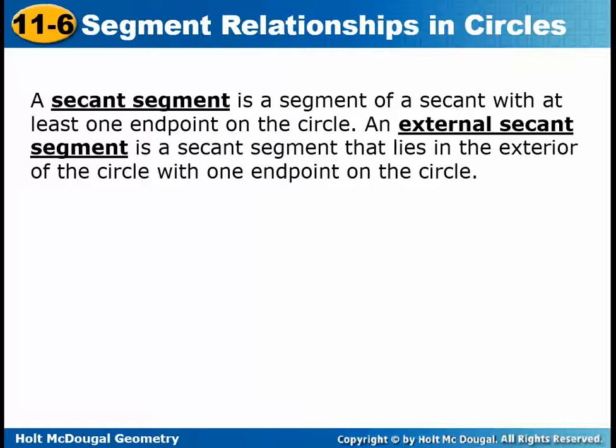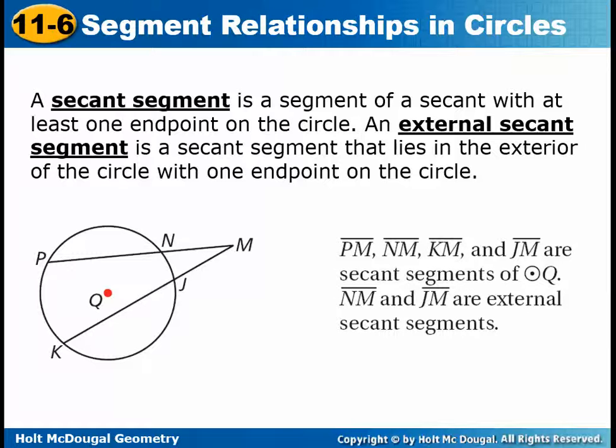Little bit of vocabulary here. A secant segment is a segment of a secant with at least one endpoint on the circle. An external secant segment is a secant segment that lies in the exterior of the circle with one endpoint on the circle. So let's look at this. We have two secant segments here, PN and NM. They're both secant segments. This one is the external. The whole secant segment goes from here to here. I'll call that the whole.